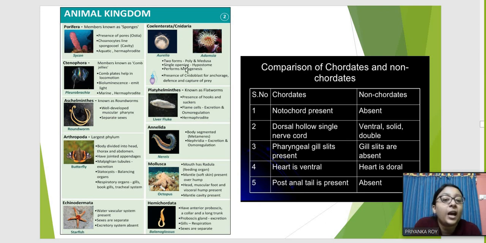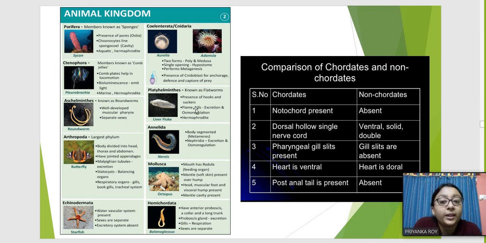So in Cnidaria we have two forms, polyp and medusa. I have already said that polyp is the stationary form and medusa is the free floating form, a jellyfish for example, and they are known for their defense mechanism. Like we all know how jellyfishes can sting, so they have different kinds of mechanisms for capturing prey and anchorage.